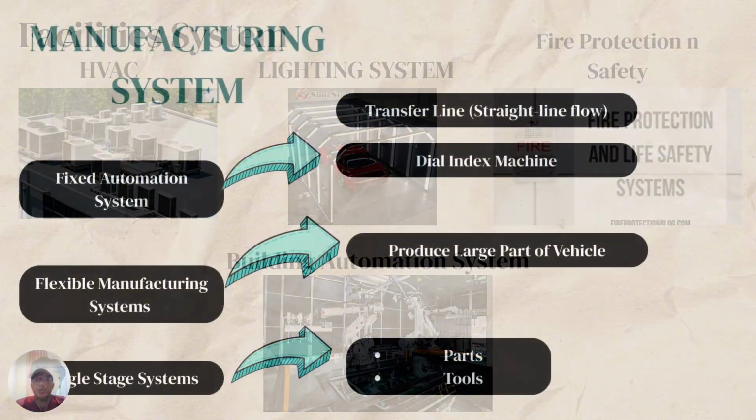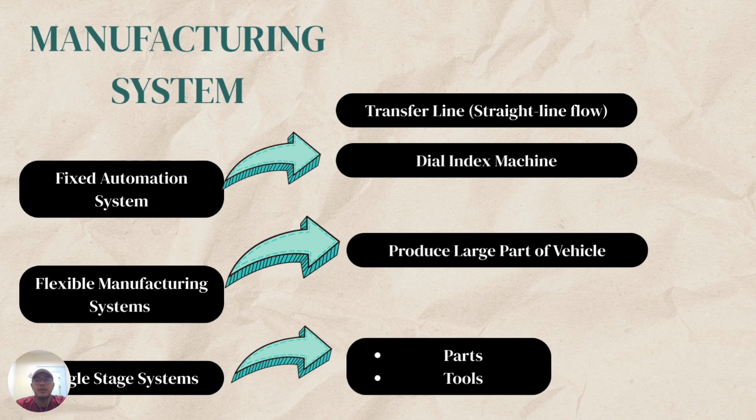Next, we are going to discuss the manufacturing system used in car production. This system plays a crucial role in the efficiency and quality of manufacturing vehicles. We can break down the manufacturing system into three types. The first one is the fixed automation system, the second one is the flexible manufacturing system, and the last one is the single stage system.